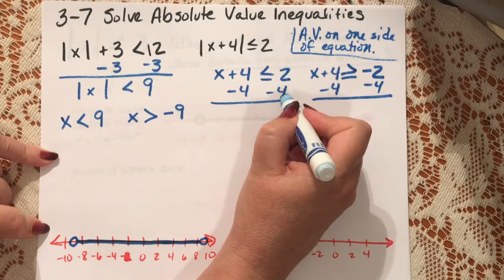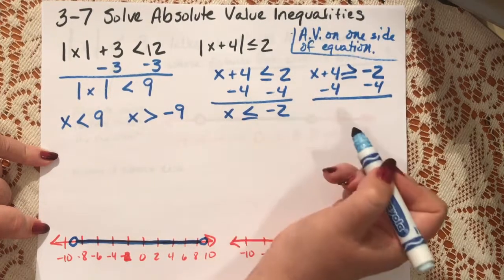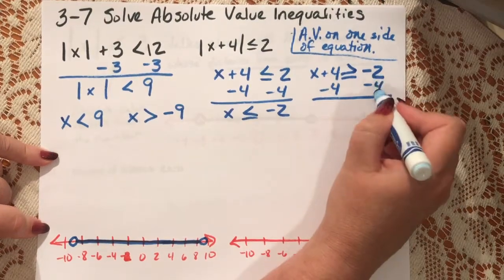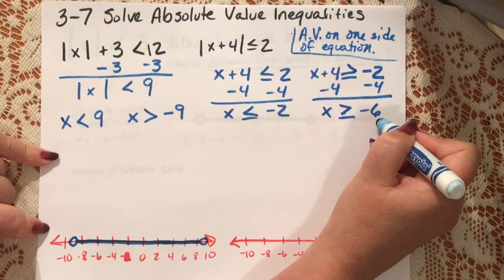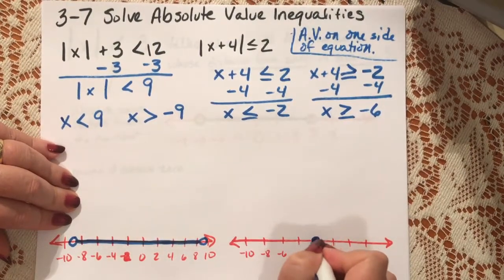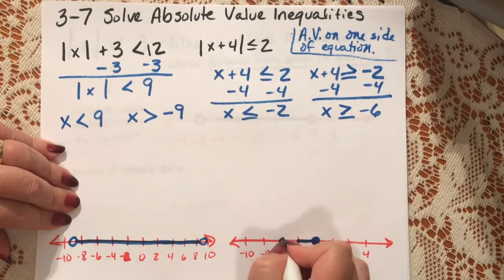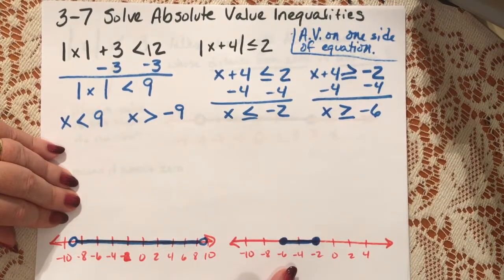Here, 2 and negative 4 makes negative 2. X is smaller than or equal to negative 2. Here, negative 2 and negative 4 is negative 6. So x is larger than or equal to negative 6. So I have a closed circle on negative 2, and x is smaller than that. I have a closed circle on negative 6, and x is larger than that. So this is my graph for this problem.